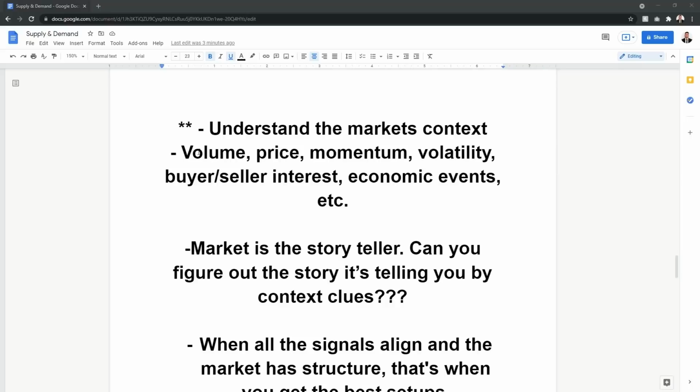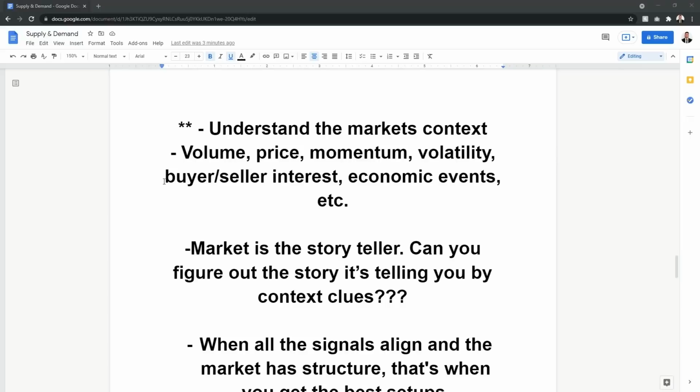So when I say understand the market's context, I need to understand and be able to read volume. What's it doing? Do we have low volume, high volume? At what price is it happening? Is there momentum? Because if there's momentum, there's participation. And if there's participation, there's going to be liquidity. And if there's liquidity, there's going to be some volatility, which us as stock traders, option traders, crypto traders, futures traders, we all need to see if we're trading intraday, because volatility will bring us large price swings.